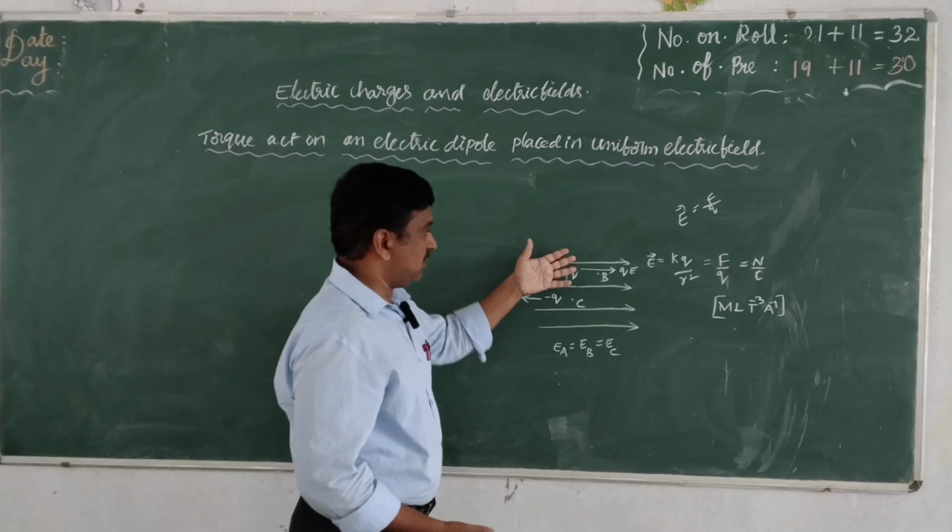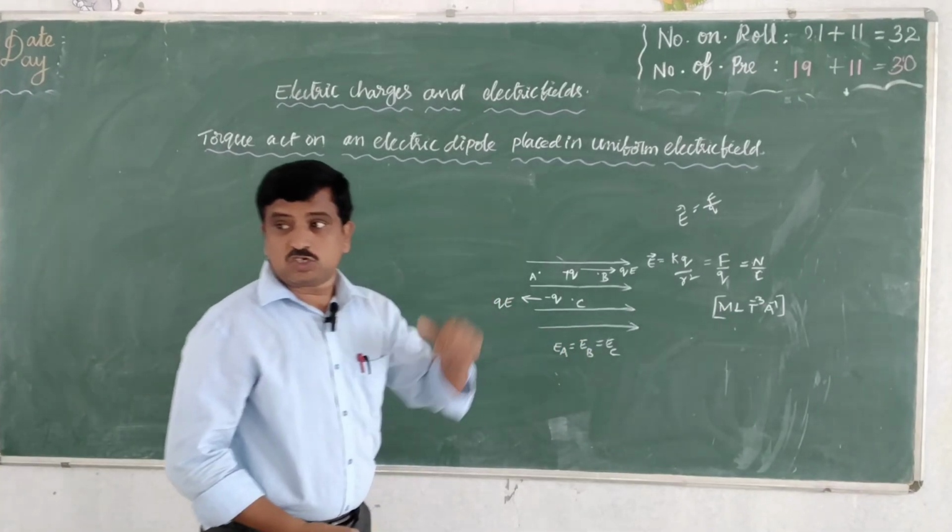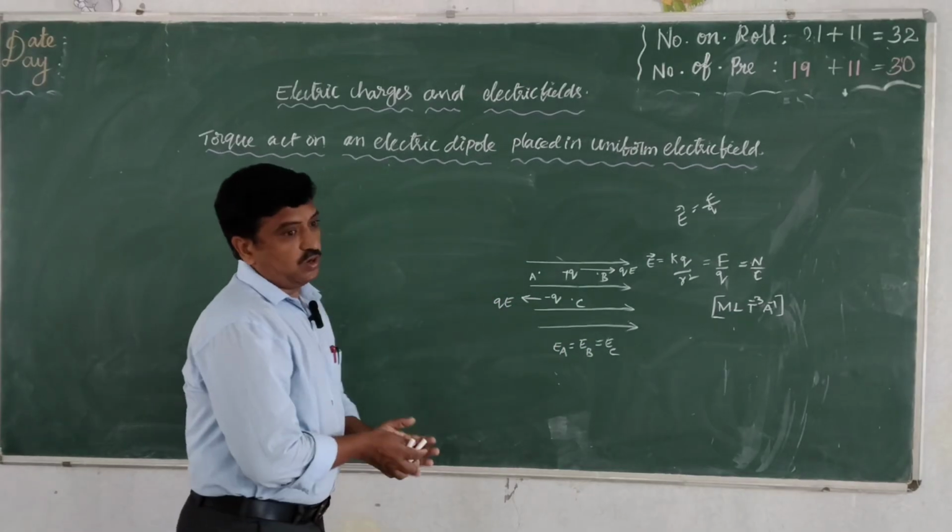This is a uniform electric field. So this one in this direction, this one in this direction. The positive charge is in the direction of the electric field, the negative charge is opposite to the electric field.